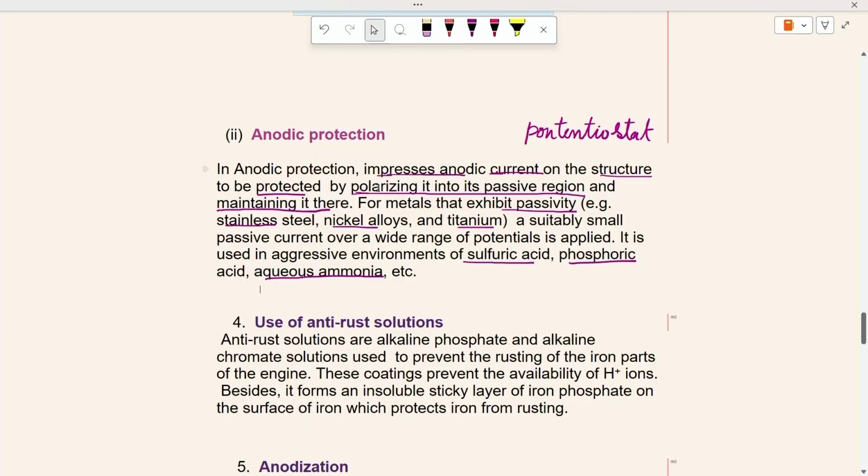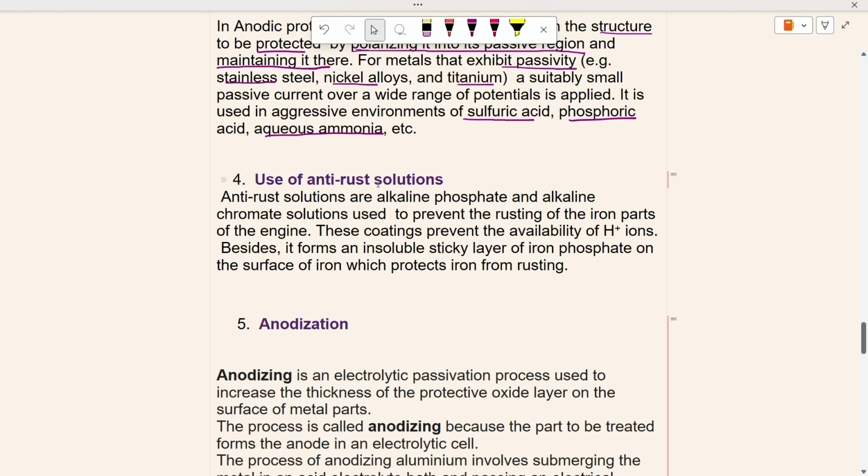Next, this is a common type, that is the use of anti-rust solutions. Alkaline phosphates and chromates are used as anti-rust solutions, especially in the case of iron. The fresh iron is coated with alkaline phosphates or chromates. Chromates are a bit more costly. It is usually alkaline phosphates we use, and the iron parts are covered with it.